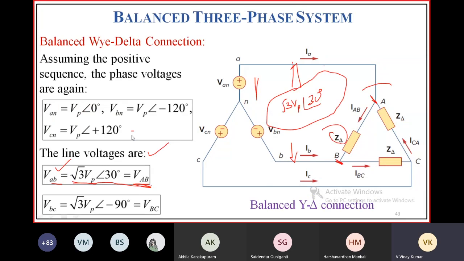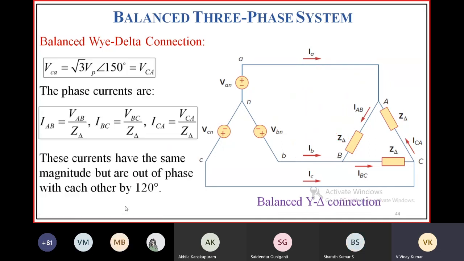What is VBC? VBC is root 3 VP, already you know, right? It is root 3 VP at an angle minus 90 degrees. You add minus 120 degrees to this, then you'll get the angle minus 90 degrees. In a star connected system, not only are phase voltages equal in magnitude, but also line voltages are equal in magnitude, but displaced by an angle 120 degrees from each other. So all are displaced by an angle 120 degrees from each other.